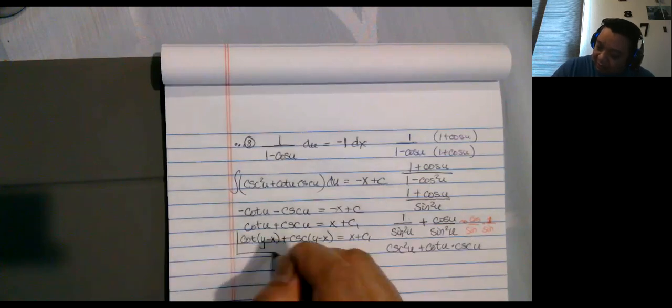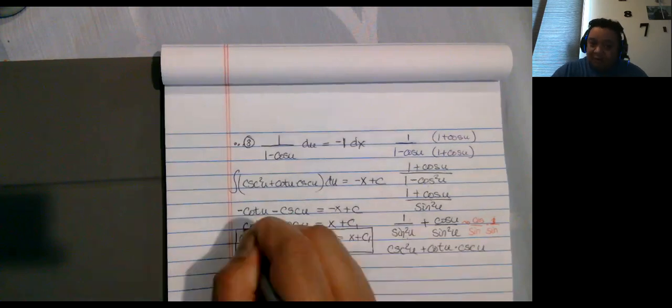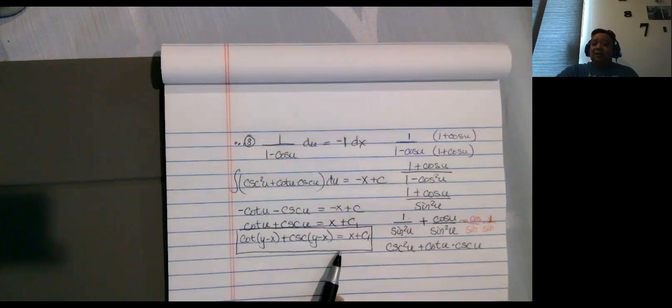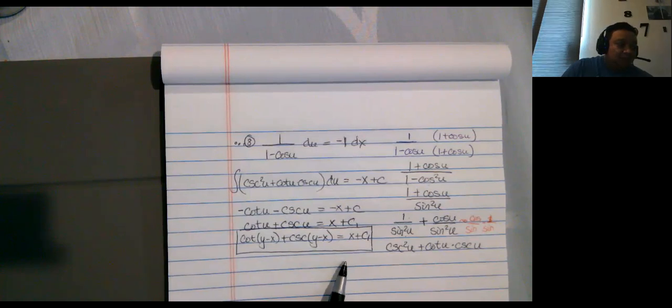And since there are multiple y's on here, there's really no way to solve for y explicitly. And so you leave your answer in this form, and that is your final answer. Questions on that? Any questions on it?